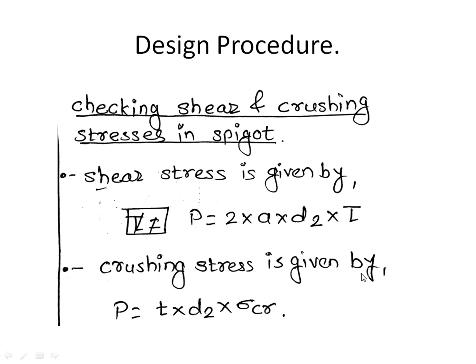After that, you have to check the crushing stress induced in the spigot. It is given by P is equal to t into d2 multiplied by sigma cr. Again, put the corresponding values of thickness and d2, that is diameter of spigot, in this equation, and you have to calculate the value of sigma cr, and you will have to compare this value with the allowable strength of the material. So this is about the designing of spigot.